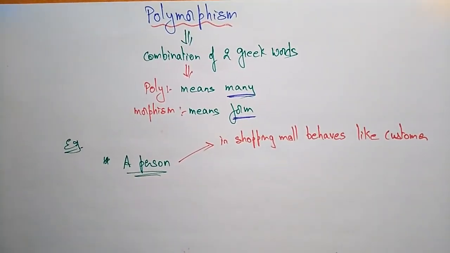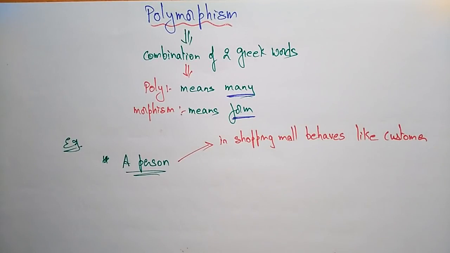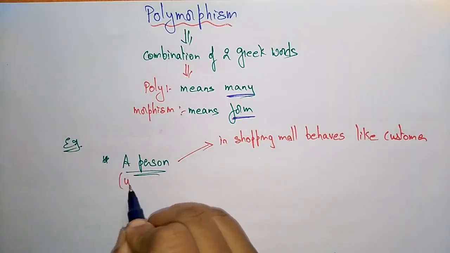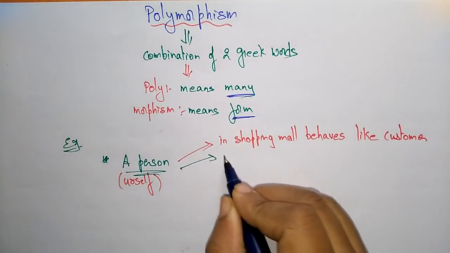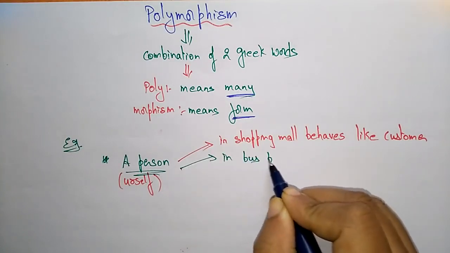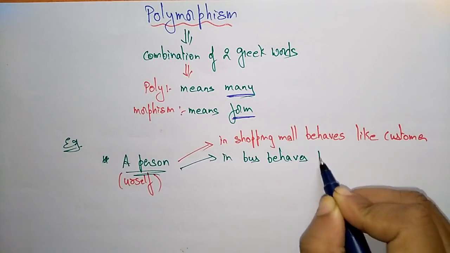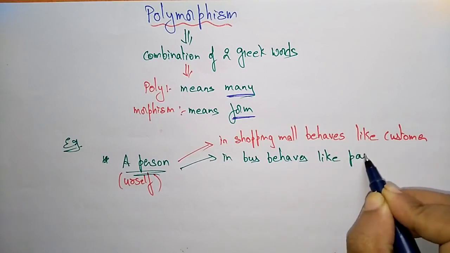If I'm explaining what polymorphism is, I said polymorphism means many forms. One can be represented in many forms. So how is it possible? I'm explaining with that example. I'm taking a person, and in this person you just think about yourself. If you are in a shopping mall, you behave like a customer. Suppose you are on a bus, you behave like a passenger.